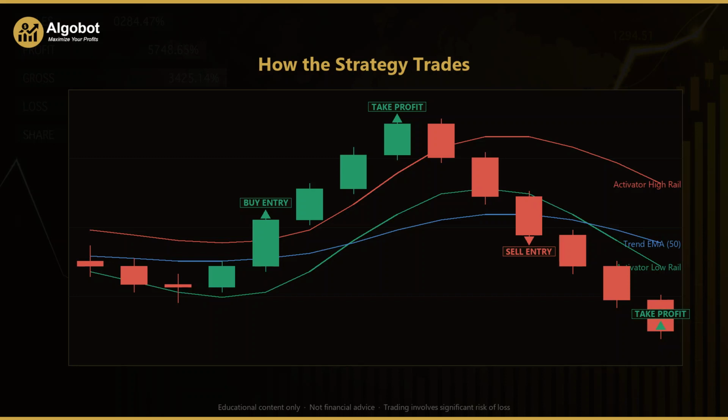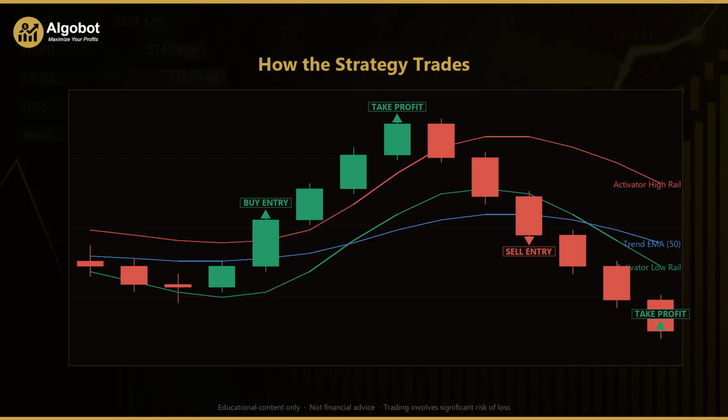Step back and look at the full picture. In both trades the pattern was identical. Price had to break the correct activator rail to produce a fresh flip, and the close had to be on the correct side of the trend average for the filter to agree. Only then did the entry fire, and only then was the trade bracketed with a volatility-scaled stop and target.